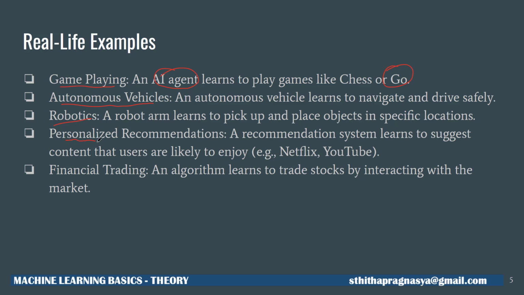And then personalized recommendations. A recommendation system learns to suggest content like movies, videos, articles that a user is likely to enjoy based on their interaction history, like Netflix or YouTube. What is the state here? The current user profile, including their viewing history and preferences. And the action, the recommendation system suggests content for the user to watch or read.